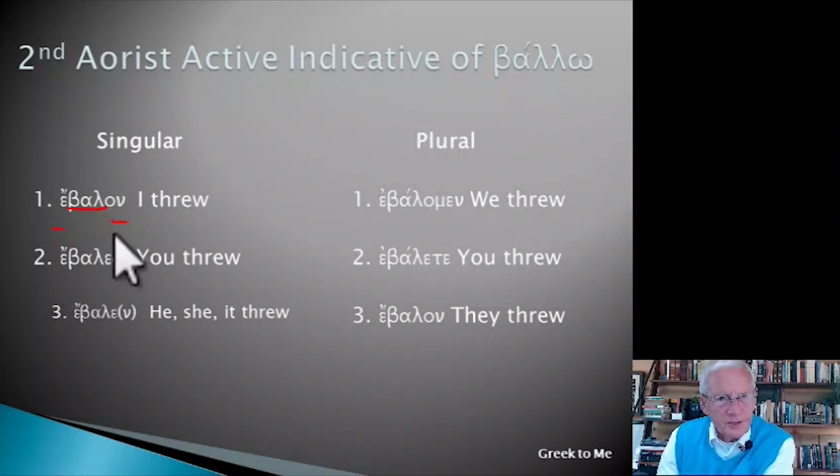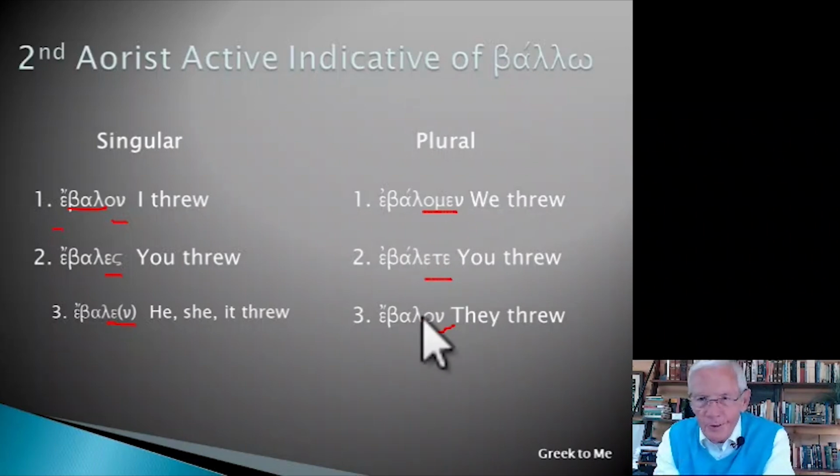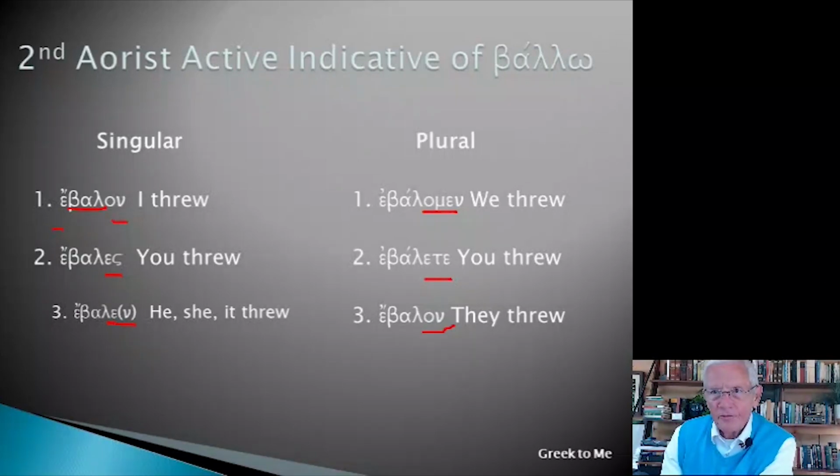But notice the endings here. On, es, en, omen, ete, on. What do you notice here? Those are the endings we had back in chapter 6 with the imperfect, active, indicative. The endings are the same. The imperfect also had the prefixed augment, but the second aorist has the augment, internal stem change, and the endings are the same as what we had with the imperfect tense.